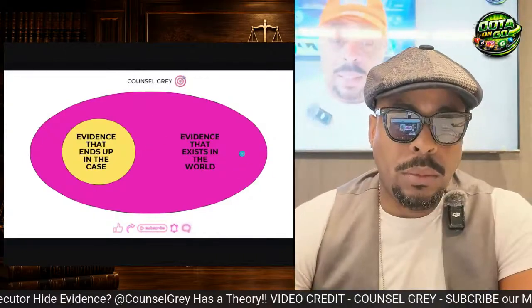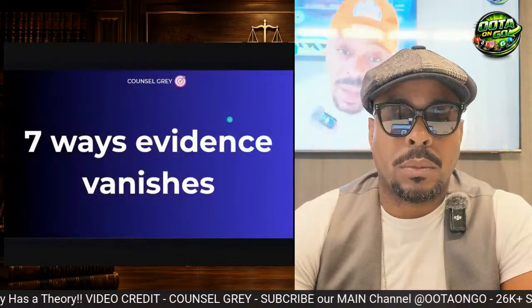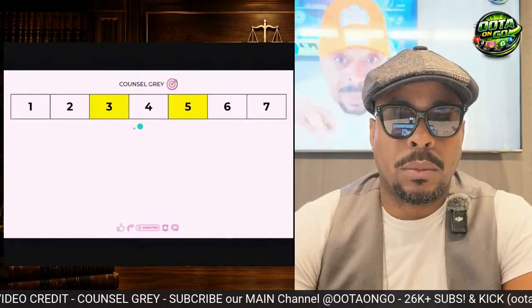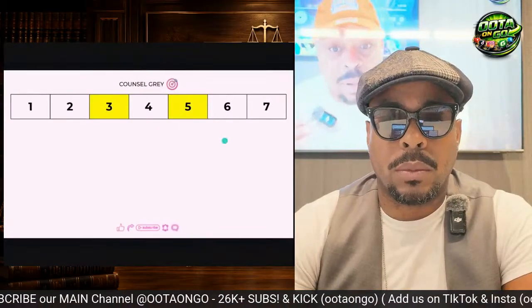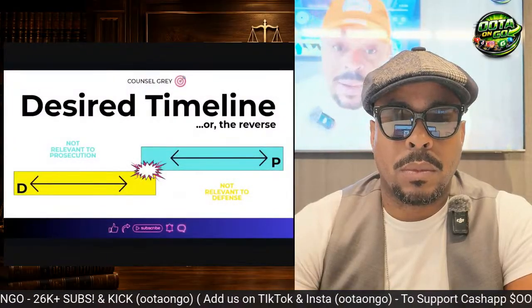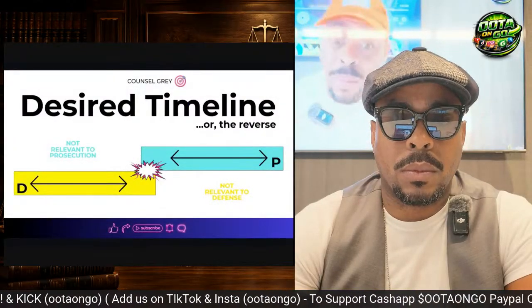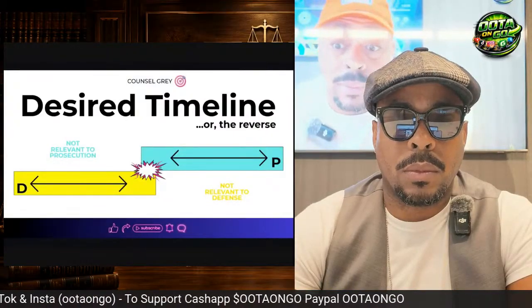So let's go back and look at the 7 possible ways that evidence vanishes. Okay. And you're going to like numbers 3 and 5 when I explain what they mean and what a lawyer would do with them. Okay. So let me just say, here's the desired timeline. And when you look at these types of evidence that I'm about to go into, I want you to be thinking about this.